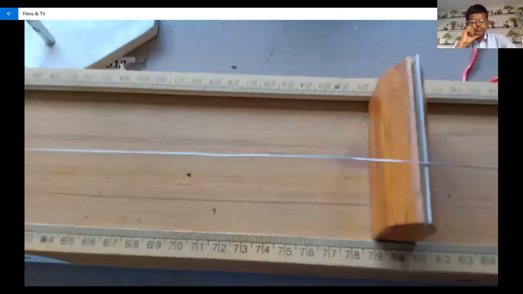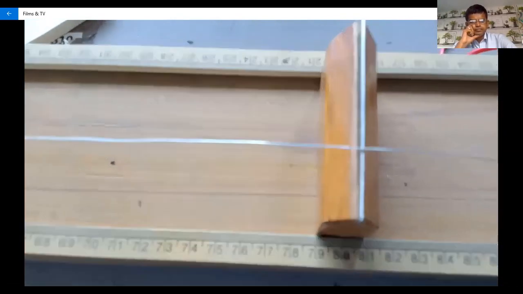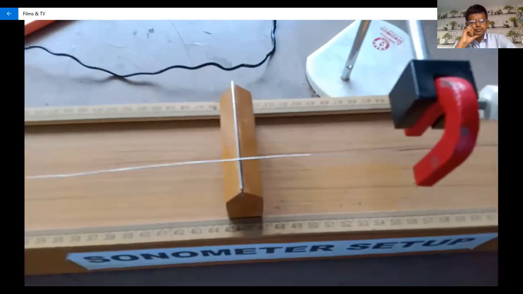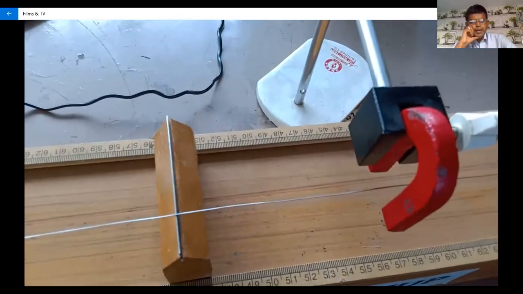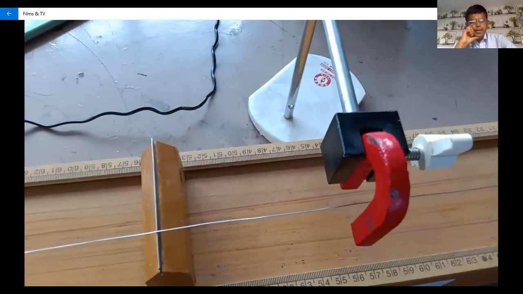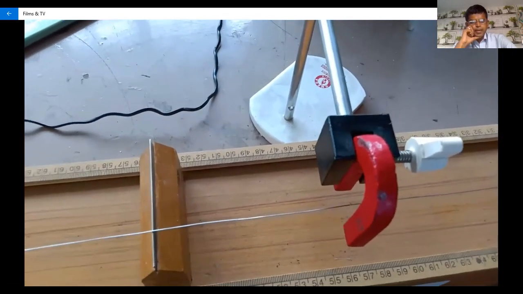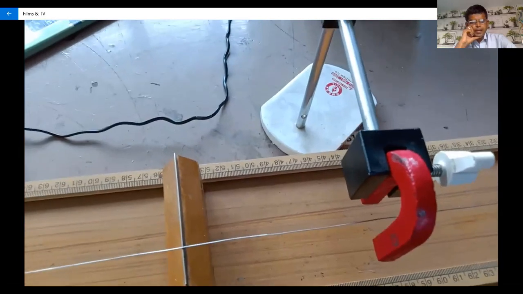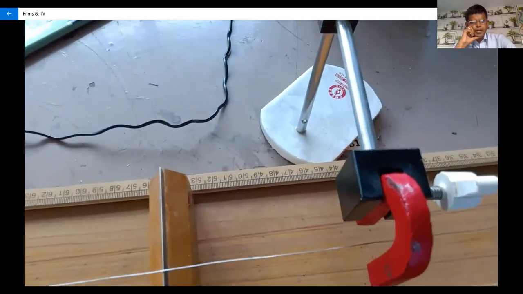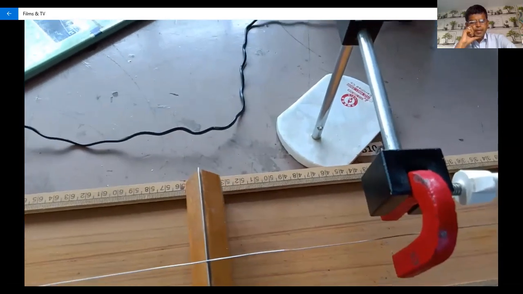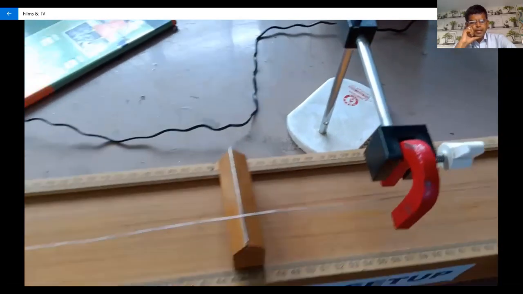One block is fixed at one point and the second is movable, and you can see how we put the magnet with the help of AC current. Now this wire vibrates, and we want maximum vibration on the wire, and on that basis we find the length between the two blocks.